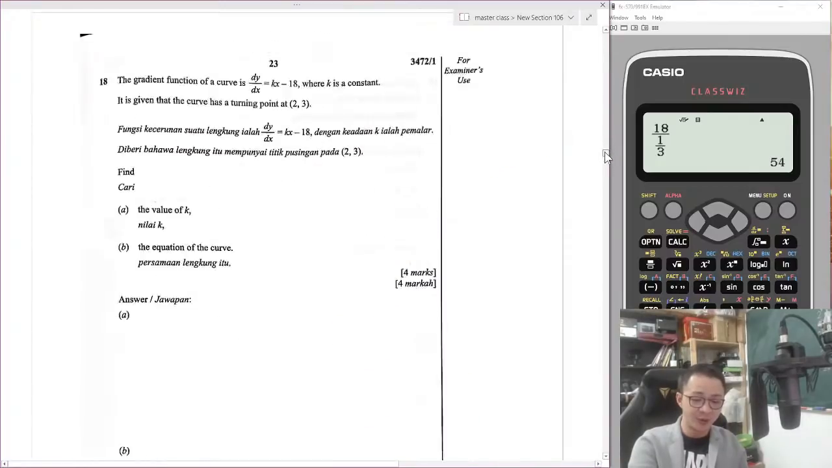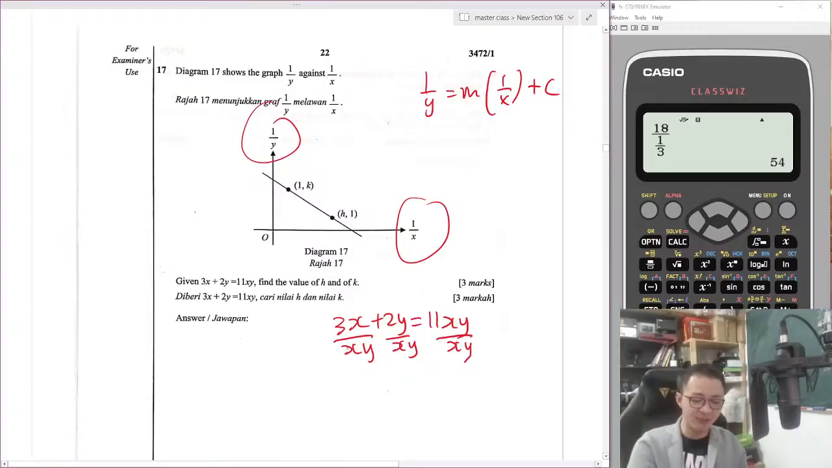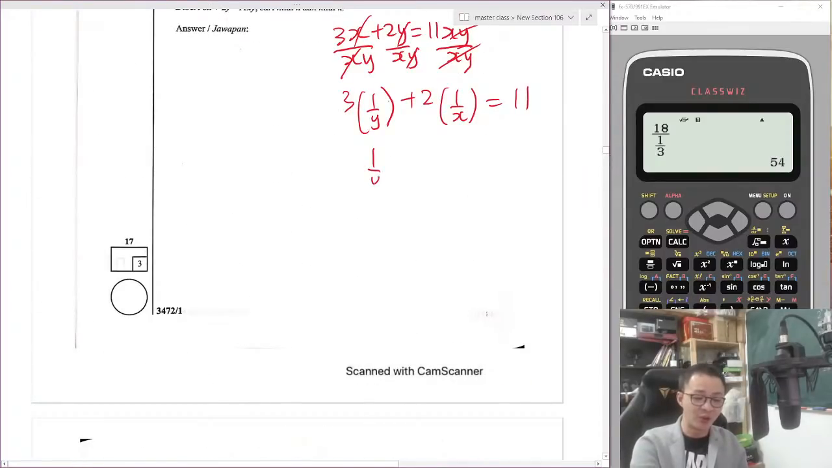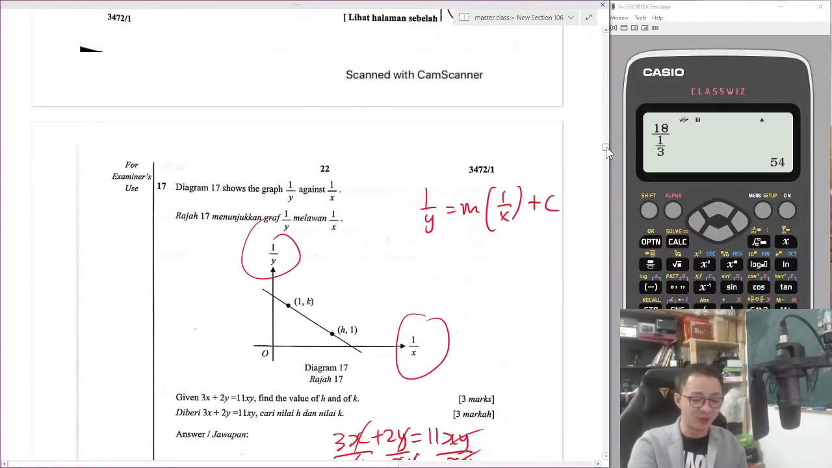After I divide, I should get 3 over y, which I write as 3 multiply 1 over y, plus 2 over x, which I write as 2 multiply 1 over x. This equals 11. Since I want to make 1 over y the subject, I will move things around. So 1 over y equals minus 2 times 1 over x plus 11, and I move my 3 to the other side, so it's over 3. After I'm done, what does the question want me to do?